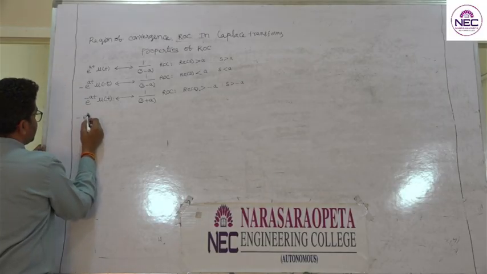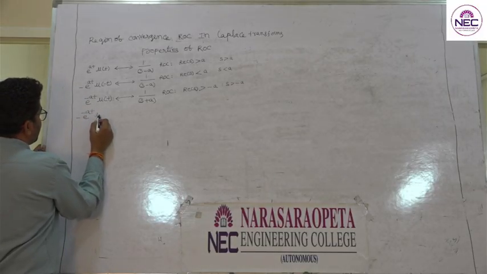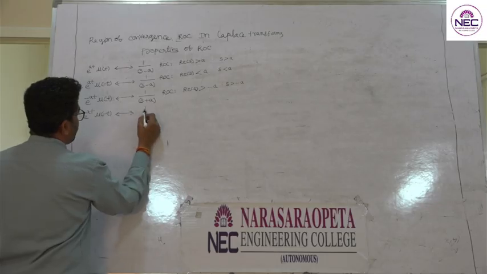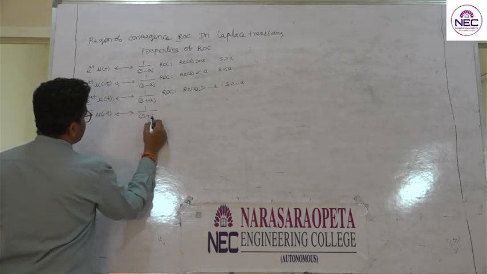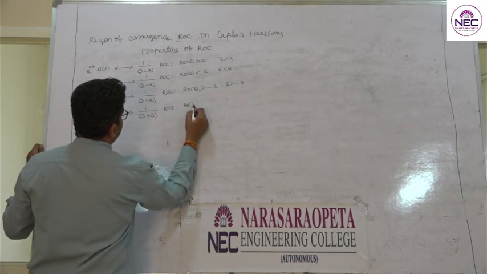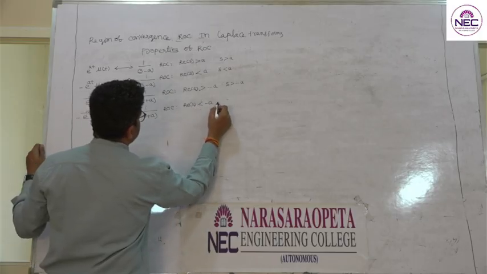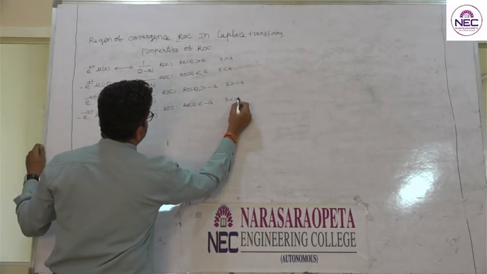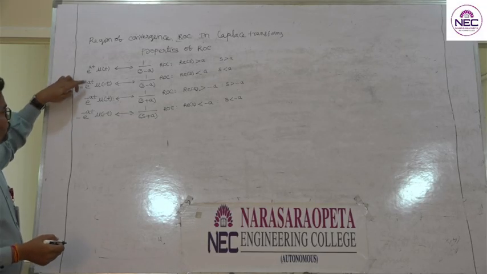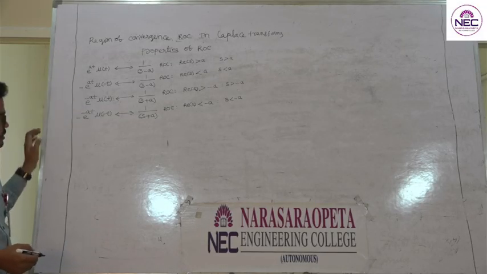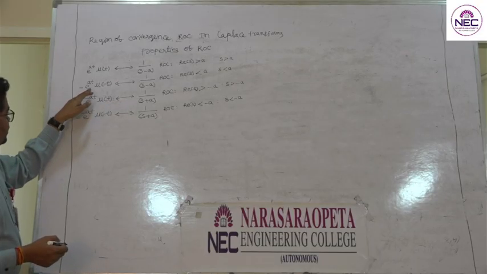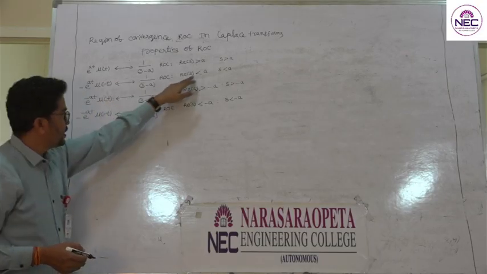Another signal, minus e power minus at u of minus t, transform value 1 by s plus a, ROC real part of s less than minus a. Simply s less than minus a. Total 4 combinations: 2 for right side and 2 for left side. First one is the right side signal, right side ROC. Second one is the left sided signal, left side ROC.